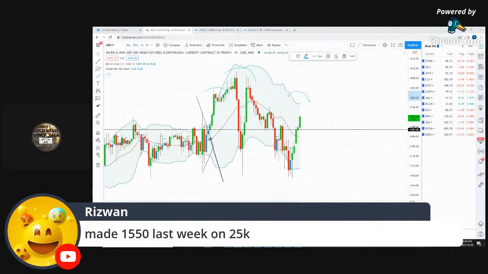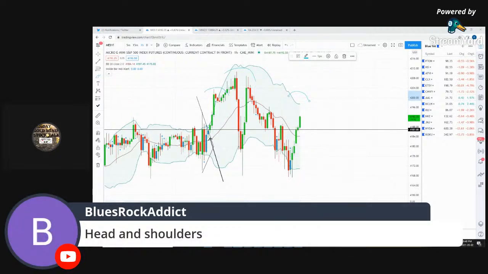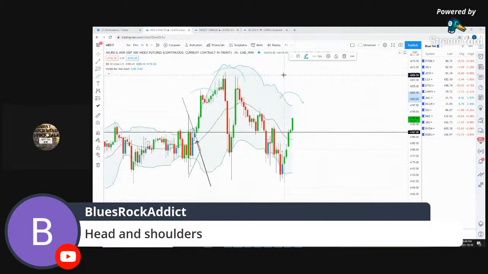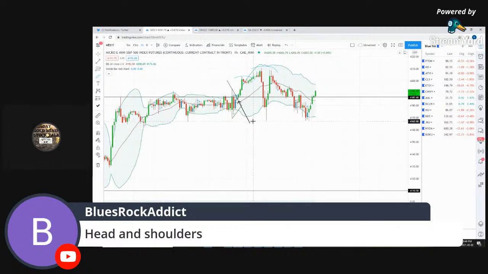Yeah, so right here, Blues Rock Addict has it, Head and Shoulders, guys. So the question going into this week, are we looking at a Head and Shoulders pattern? Head and Shoulders is very powerful because we can really start tanking with it. But otherwise, guys, if that doesn't play out, the only level that needs to hold right here is around 4165.